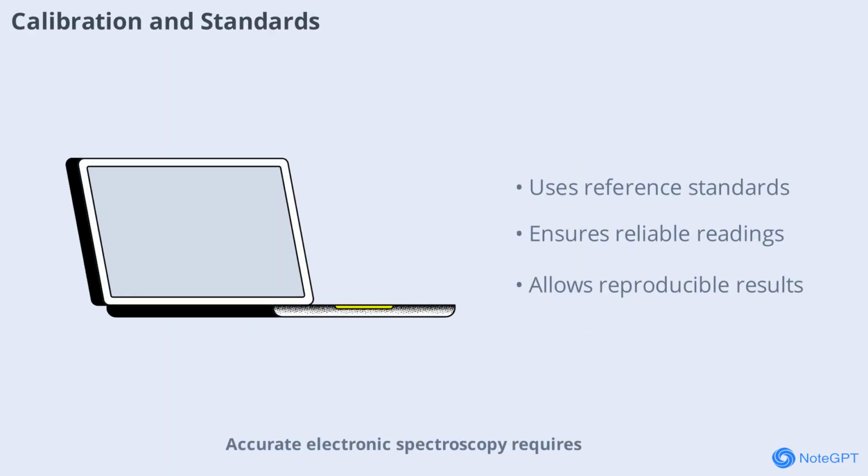Accurate electronic spectroscopy requires careful calibration using known standards. Calibration ensures that the instrument's readings are reliable and reproducible. Scientists use reference materials with well-characterized spectra to adjust their instruments, allowing for meaningful comparisons between different experiments and laboratories.